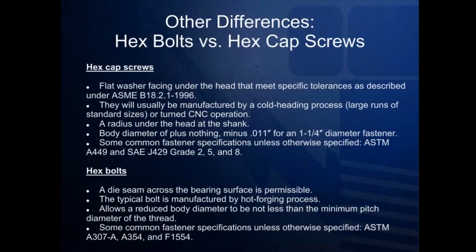Other differences between hex head cap screws and hex bolts can be a little bit more obvious. For example, hex head cap screws have a flat washer facing underneath the head, which is usually made by cold heading in high production runs. Hex head cap screws are also most commonly found in grade 5 and grade 8 out in the field. On the other hand, hex head bolts do not have a washer facing underneath the head. Hex head bolts are more commonly made via hot forging and are often made out of carbon steel specifications like ASTM A307 and F1554, which is commonly made for anchor bolts.